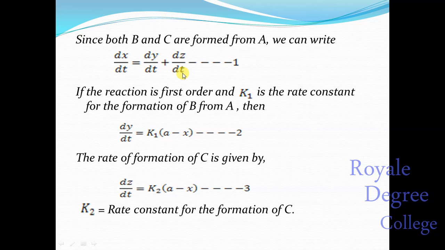If the reaction is first order and K1 is the rate constant for the formation of B from A, then dy by dt is equal to K1 into (a minus x). It is equation number 2. Then the rate of formation of C is given by dz by dt, isn't it? It is given like this: dz by dt is equal to K2 into (a minus x). It is our equation number 3. K2 is the rate constant for the formation of C, and K1 is the rate constant for the formation of B.